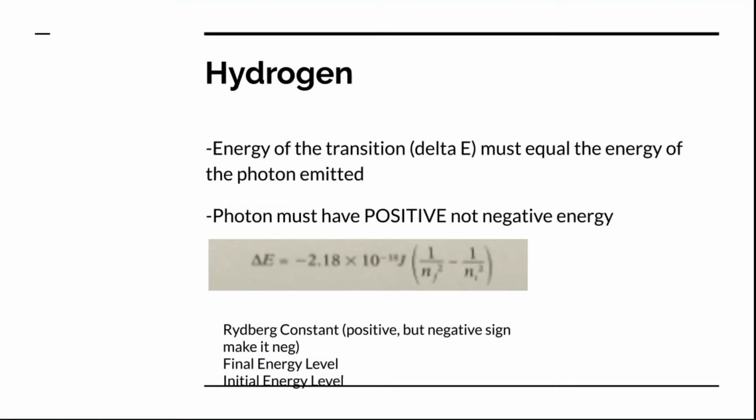So we have this equation here that relates it to hydrogen: delta E equals negative 2.18 times 10 to the negative 18th times (1 over nf squared, which is the final energy level, minus 1 over ni squared, which is the initial energy level). And that'll be useful in some calculations that we're going to do.